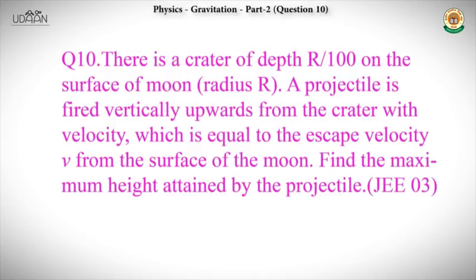So guys, we have a very interesting question number 10 for you. There's a crater of depth R by 100 on the surface of the moon, which has a radius R. A projectile is fired vertically upwards from the crater with velocity that is equal to the escape velocity V from the surface of the moon. You have to find the maximum height attained by the projectile.